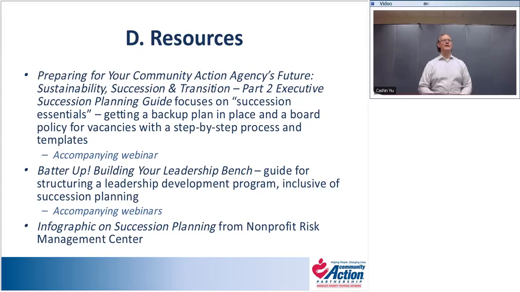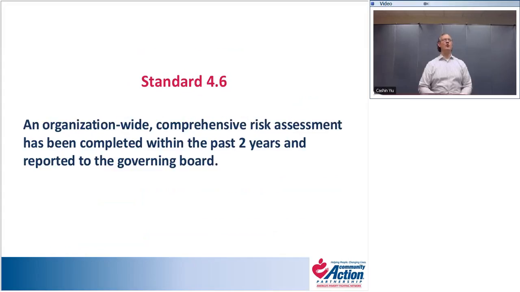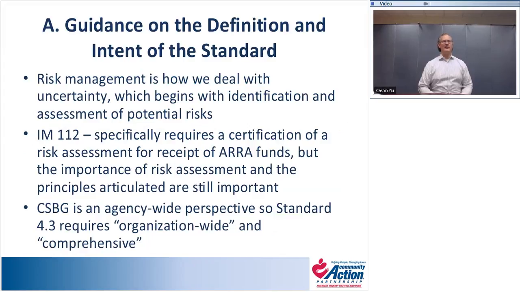Great. And so turning to the last standard we'll look at today, 4.6, an organization-wide comprehensive risk assessment has been completed within the past 2 years and reported to the governing board. So to begin with, again, background on the standard itself, risk management is how we deal with uncertainty, and that involves identifying and assessing potential risks. So again, good management practice by an agency to conduct that risk assessment process.